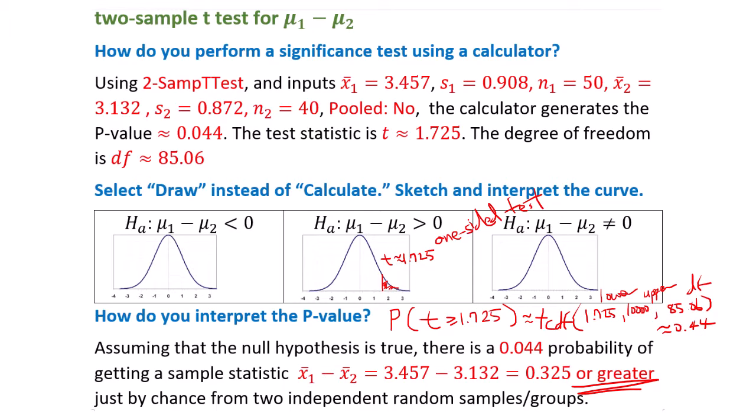How do you interpret the p-value? Again, assuming that the null hypothesis is true, there is a 0.044 probability of getting a sample statistic, which is the difference in sample means, of 0.325 or greater just by chance from two independent random samples or groups in a randomized experiment.